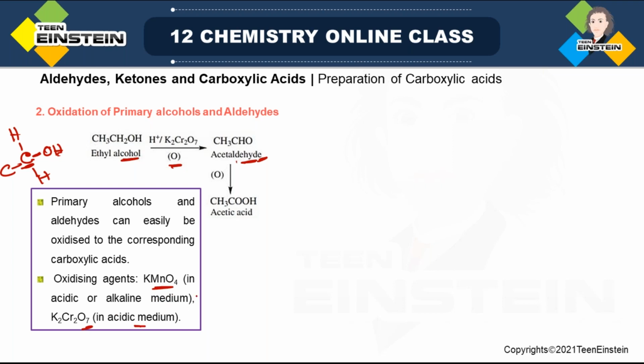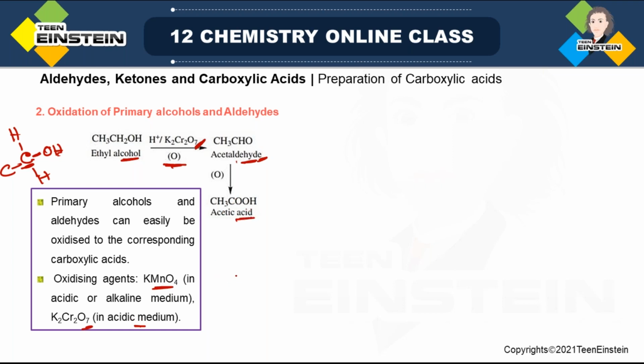KMnO4 can be used in both media, but K2Cr2O7 is always used in acidic medium. Here we have taken the example of ethanol, or ethyl alcohol, with acidic condition H plus K2Cr2O7. This sign we use to show oxidation is occurring. First we are getting acetaldehyde. As it is a very strong oxidizing agent, the reaction will not stop at aldehyde. It will directly go to acetic acid.